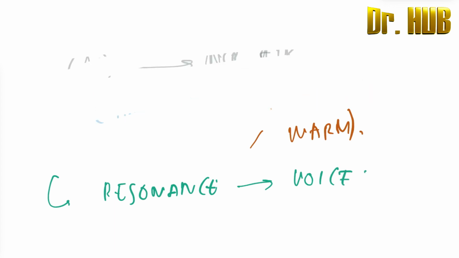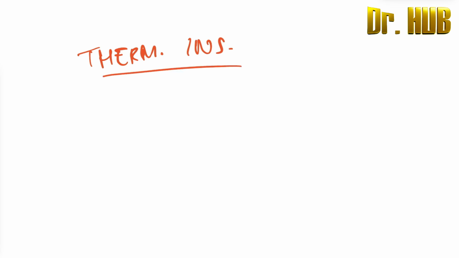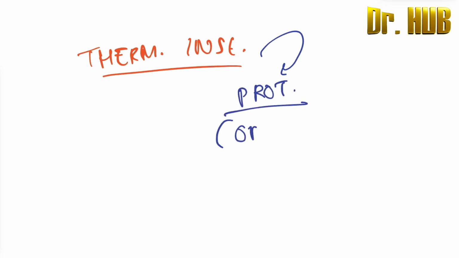The other function of the paranasal sinus is it acts as a thermal insulator. So it forms a thermal insulator. Because of the thermal insulator, it protects the delicate structures in the orbit. So because of the thermal insulator, it protects the structures of the orbit.